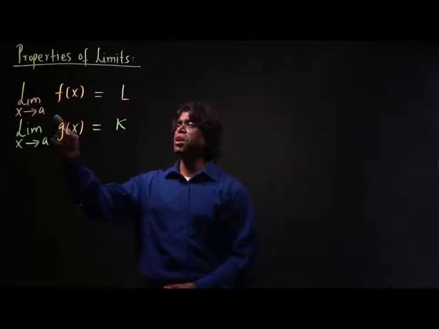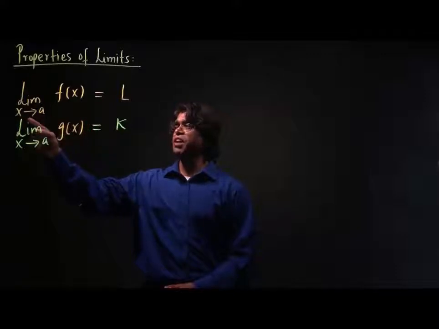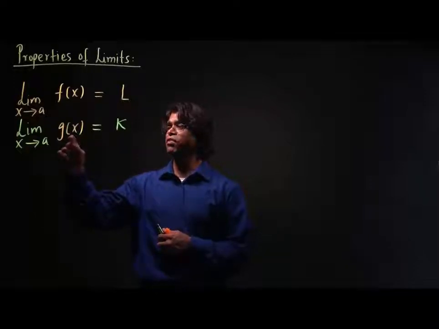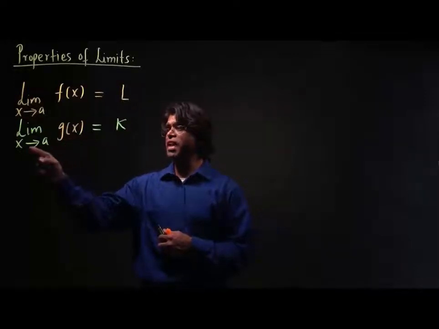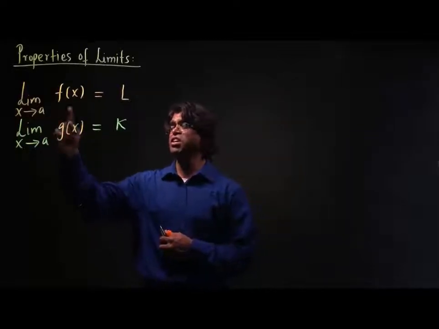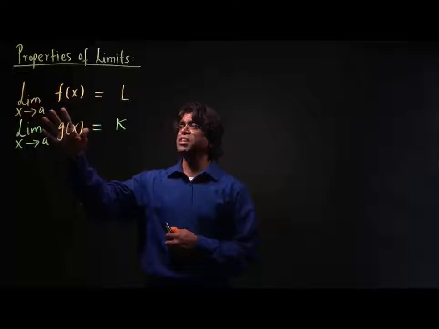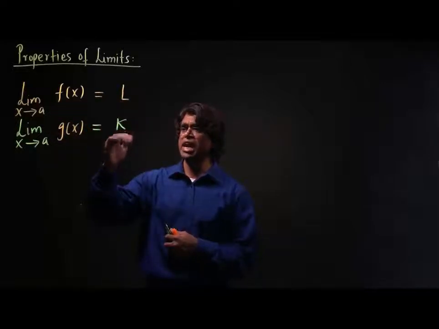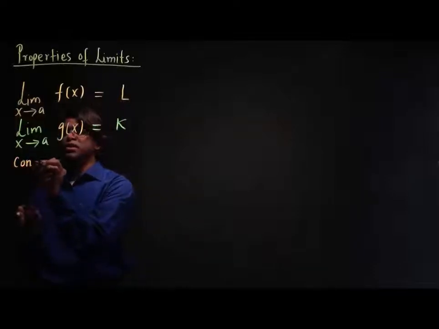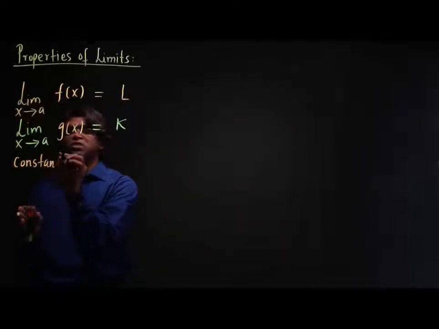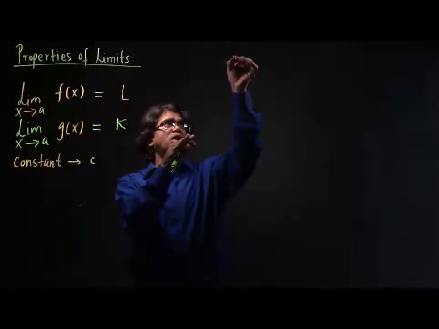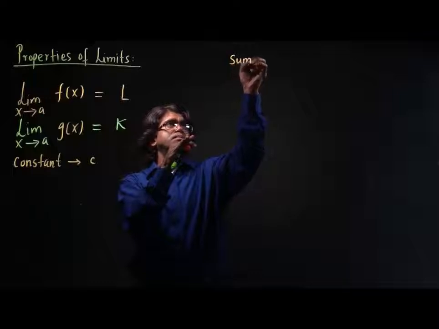a. So the limit of the function f(x) as x tends to a is equal to L, and the limit of the function g(x) as x tends to a is equal to k. So basically these two functions are defined and their values are L and k respectively. And we are also considering a constant C. So the very first property that we want to talk about is sum.